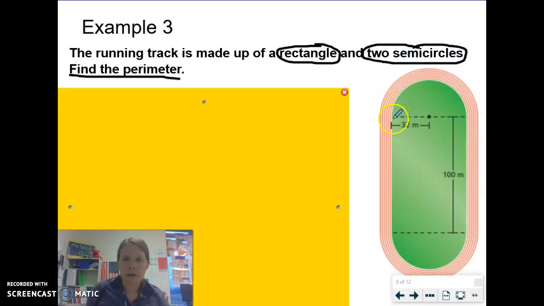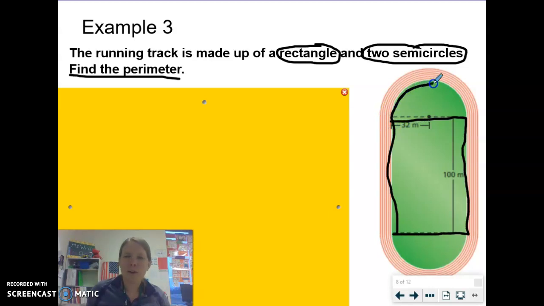Okay, so here's my rectangle part. Oof, that was not a good outline, guys. You're like, Miss Wink, I thought you were going to be able to draw straight. Looks more like it's doing the worm. All right, so here's your rectangle, as best as I can.